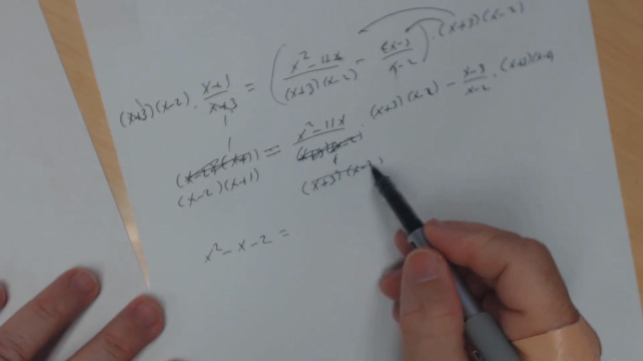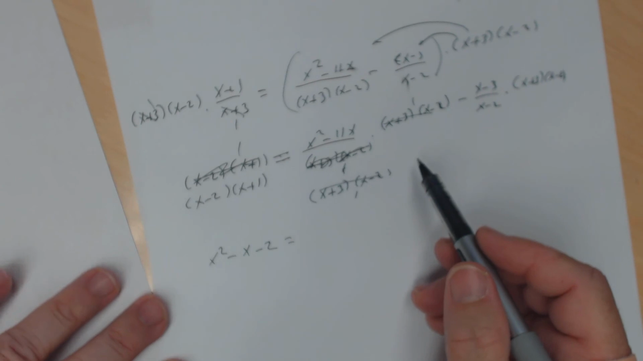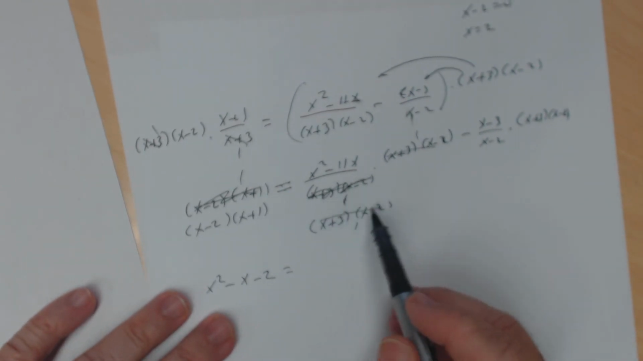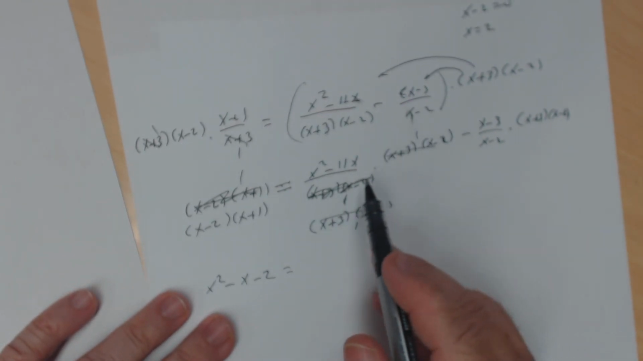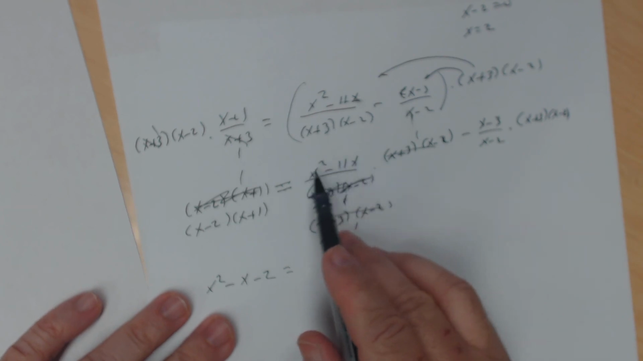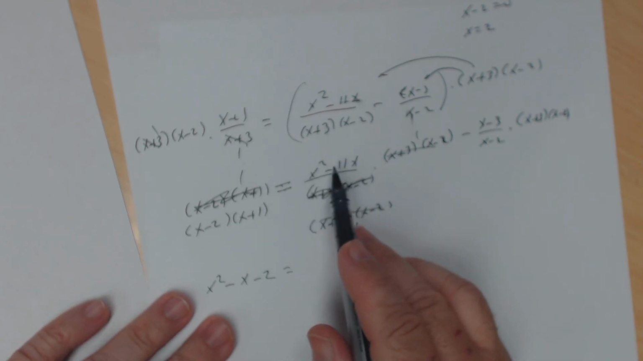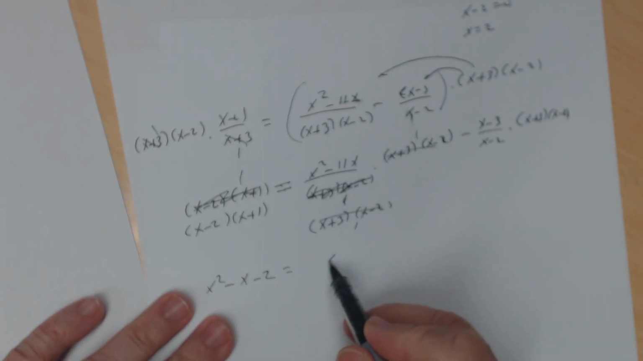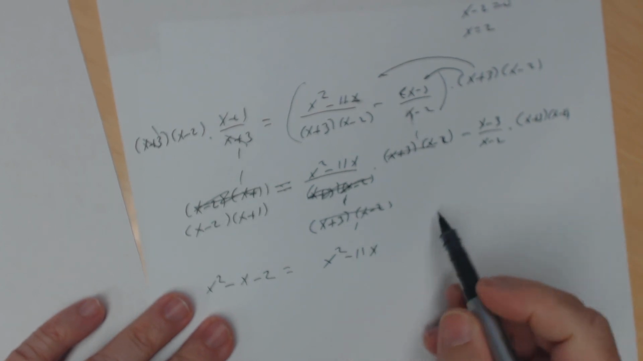Now over here, this is where those divide out. So this is in the denominator, this is in the numerator, so I can reduce. And you're only left with x² - 11x. So x² - 11x times 1 is x² - 11x.